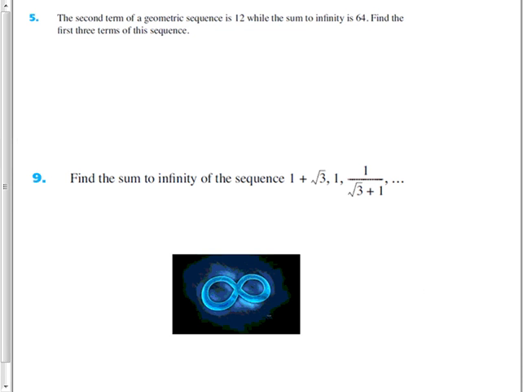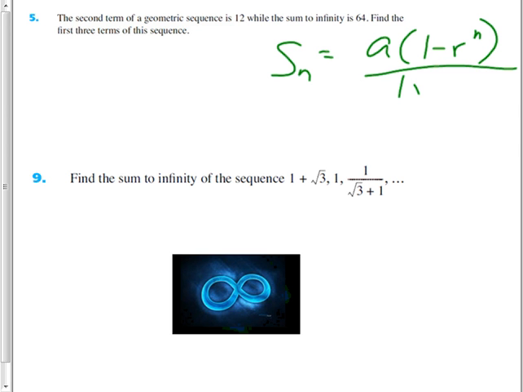All right, you're going to be using formulas a lot for these. This one, second term of a geometric. Okay, right away, am I doing a sum? Oh, the sum. I know the sum. That means I probably use this formula. And you know the sum. The sum to infinity is 64, so I can put that right there.